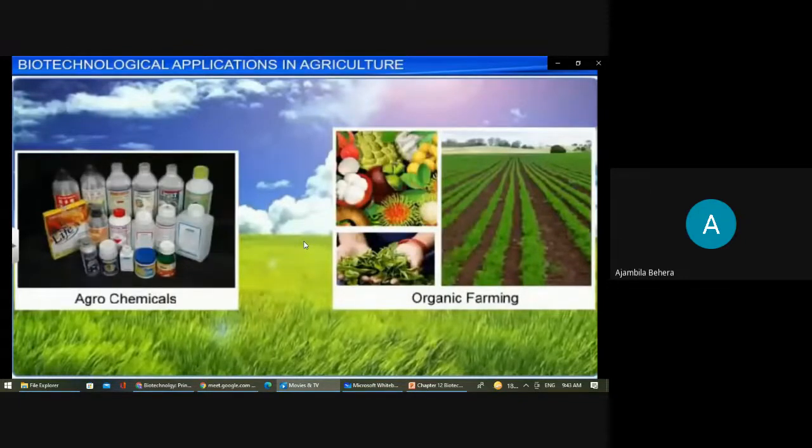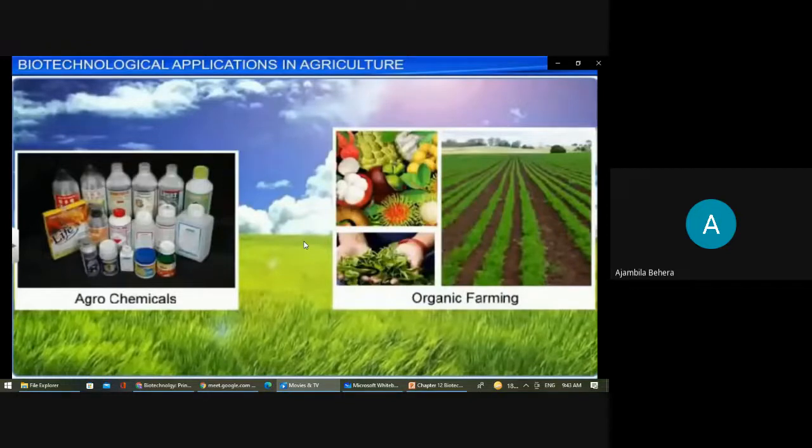When microorganisms like Anabaena, mycorrhiza, Rhizobium can be employed in the agricultural field for enriching the soil with more and more nitrogen, what do we call this? Biofertilizer. Organic farming. That is biofertilizer. So in organic farming, when we employ different microorganisms, maybe cyanobacteria, maybe bacteria, maybe fungus, they generally enrich the soil with various types of nutrients, and that is organic farming.